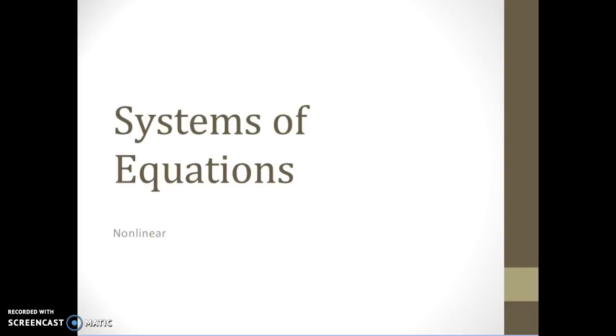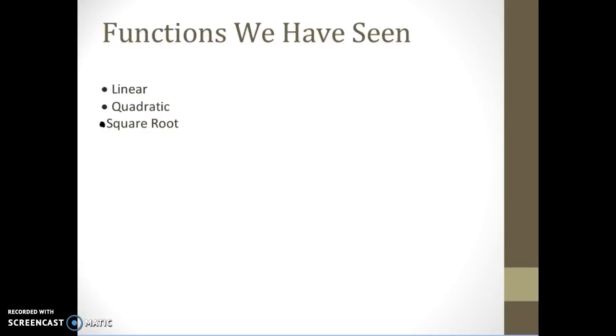We're going to continue with systems of equations, but now we're going to start looking at nonlinear systems. So far we've looked at linear, where we've had substitution, graphing, and elimination, right, with two lines. Now we're going to just use substitution and graphing, and we're going to have maybe one line or maybe no lines and different graphs.